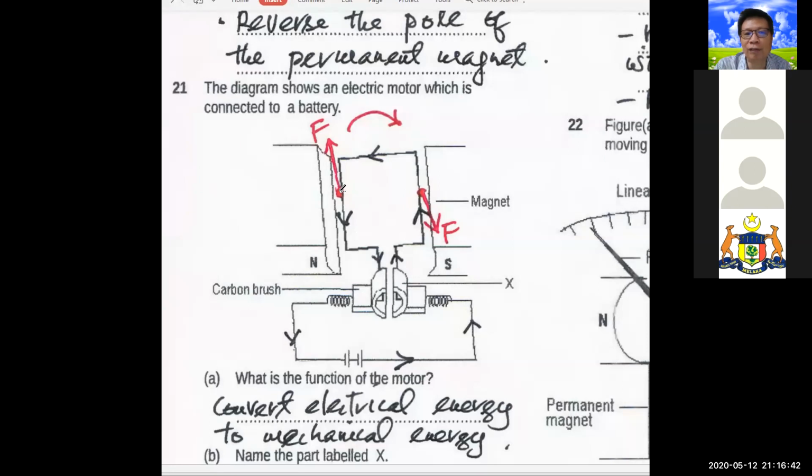Okay. I only check the left side. The left side uses Fleming's left hand. Can you check yourself? Okay, the permanent magnet field goes from left to right, like this. The current comes out, and coming out means your second finger points to your face. Can you follow me?